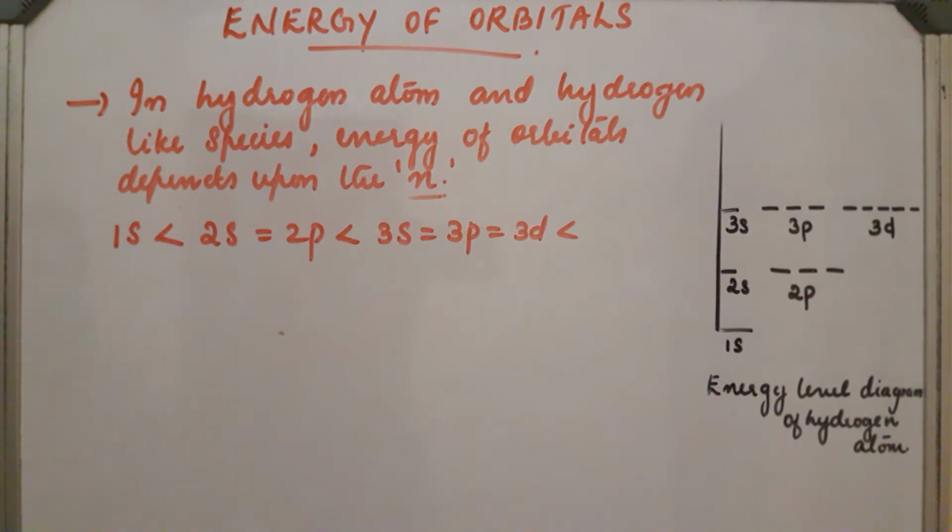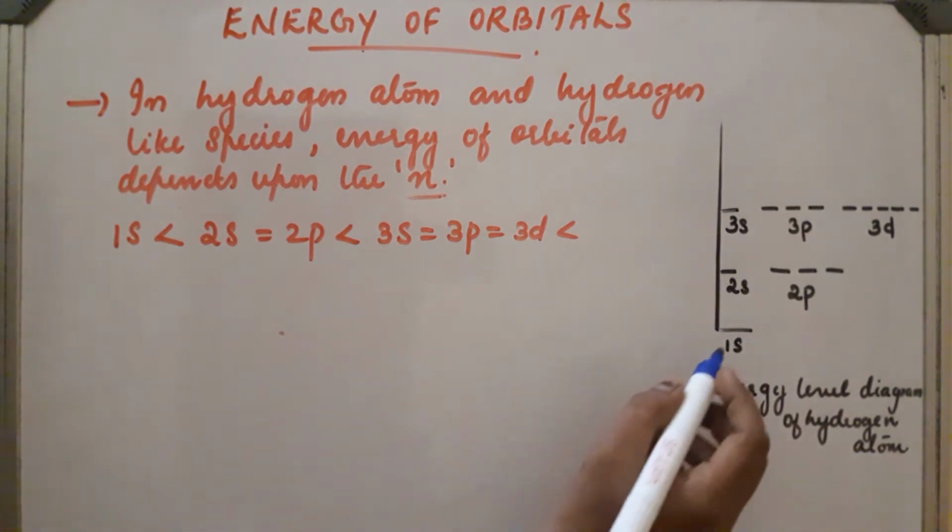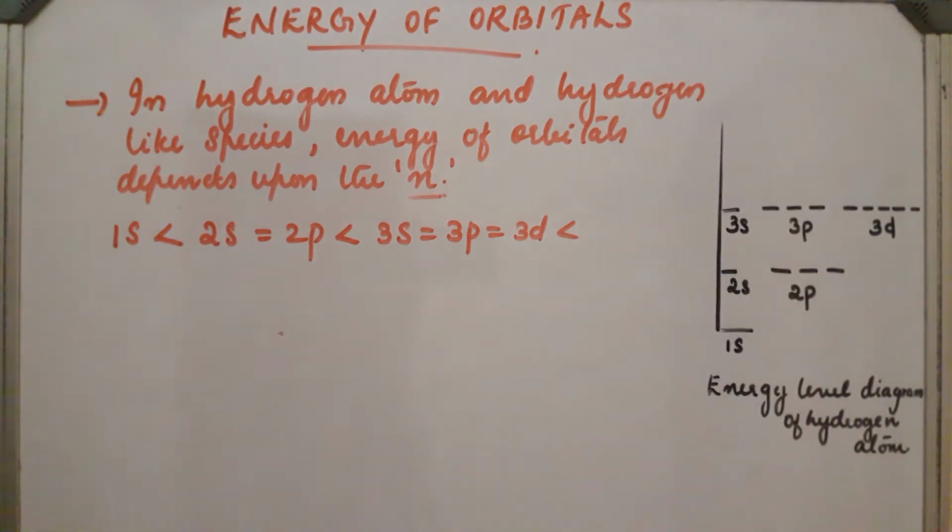So the hydrogen atom contains only one electron. If the electron is very close to the nucleus, the attractive force increases, so the atom will be stable and energy is less. So if the electron is in the 1s orbital, it is in a highly stable state and energy is less. As it moves to the excited states like 2s, 2p or 3s, 3p, 3d, the energy increases. So energy increases as the electron moves to a higher level. This is in the case of a hydrogen atom and hydrogen-like species.